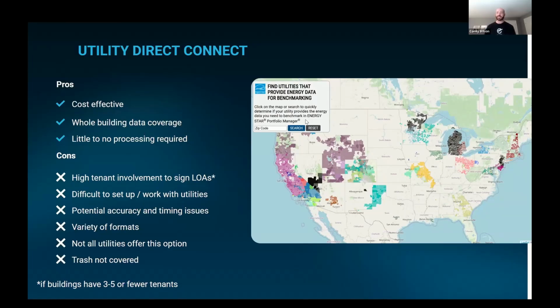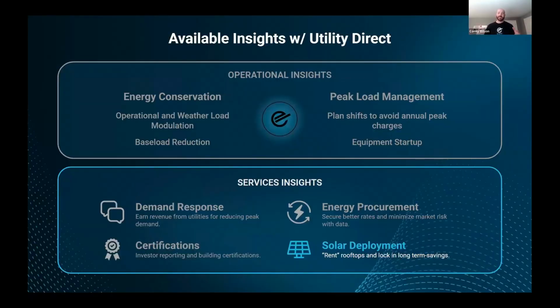And then for each one of these, I'm going to cover the concept of trash, because as far as data coverage goes, that's probably the lowest of any utility type. Trash utilities don't really participate in these programs. So this is from a data coverage standpoint for Utility Direct Connect. What about what else can you do? The truth is that the data you're going to get is useful for benchmarking and not much else.